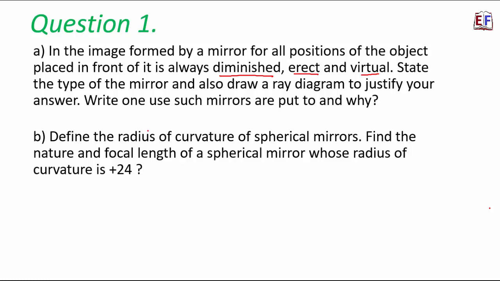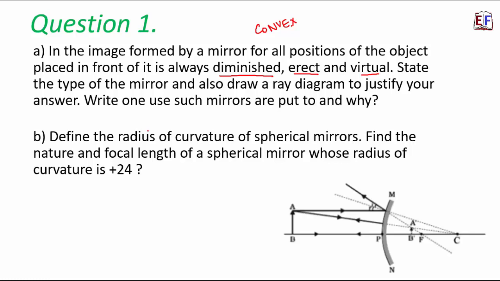But when the object is very near, only then we get virtual and erect images. Whereas in case of convex mirror, we always get virtual and erect images irrespective of the position. So therefore, it clearly shows that here we are talking about a convex mirror, right? So it also asks you to draw a ray diagram. So you can draw a ray diagram like this.